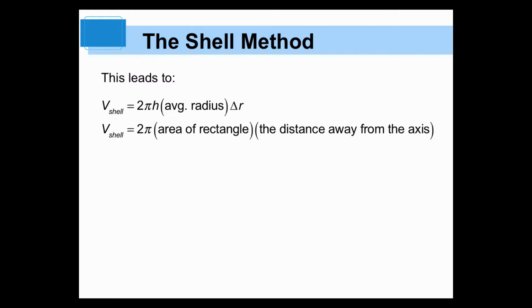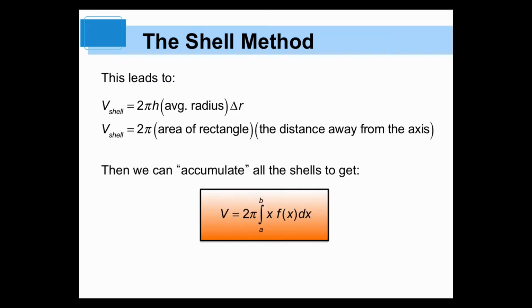The average radius is that distance from the axis of revolution out to the shell itself. Delta R is the thickness of the shell, which leads us to the last statement. The thickness times the height would give me the area of our representative rectangle that generated that shell, and then the average radius is the distance away from the axis of revolution. All of this is the derivation to get to that formula. That's a general formula for shells.